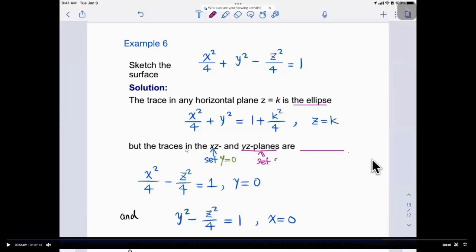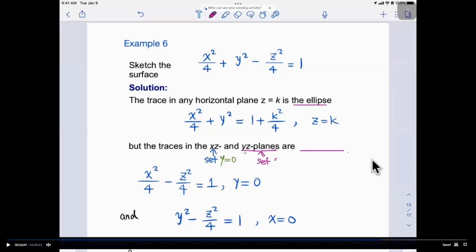Now the trace in the xz plane. In the xz plane, you're going to set what equal to 0? You're going to set y equal to 0. So let's set y here equal to 0. You get x squared over 4 minus z squared over 4 equal to 1, because you set y equal to 0 here. And what kind of curve does it represent? It's not an ellipse. Because of the minus sign here, it is a hyperbola, right? It's a hyperbola.